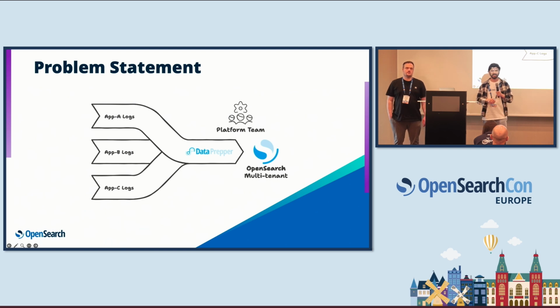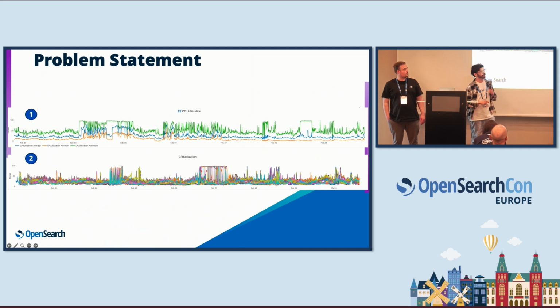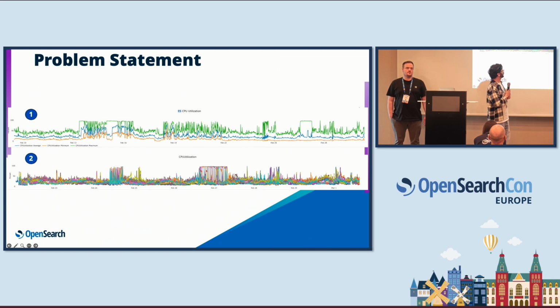I cannot show every metric, so I'm going to show CPU as an example because it's quite easy to quantify. I have two different examples here, or rather one from different perspectives. The top one is a cluster level CPU metric, which has the min, max, and the average. The second one is at the node level.